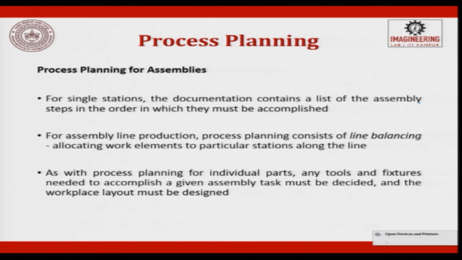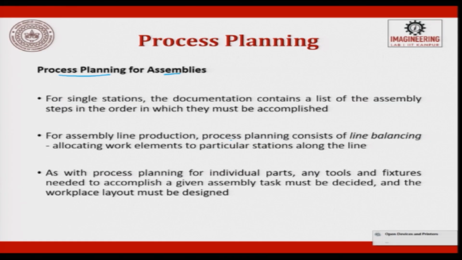As I told you, process planning for complete assemblies is also done. For a single station, the documentation contains a list of assembly steps in the order in which they must be accomplished. For assembly line production, for example, a car getting assembled along a conveyor belt, it moves, it gets assembled. First in a car, they put a shuttle, then there will be a bottom assembly done on the shuttle, then the shuttle moves from station to station. At each station parts are added, so that you get a complete car.